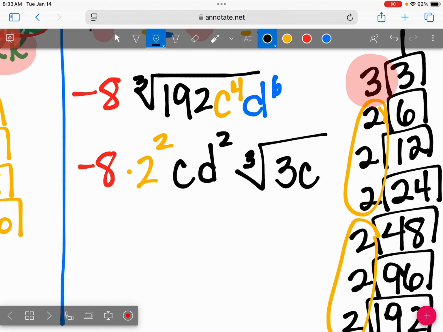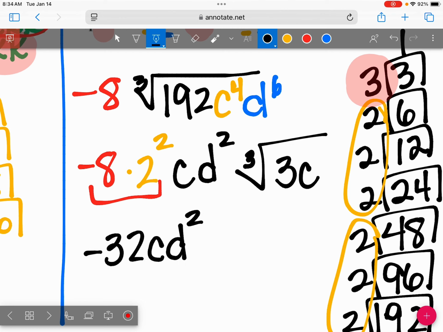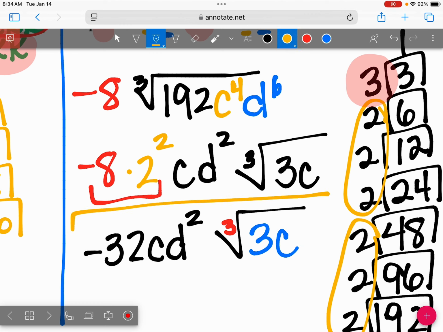Okay, doing really good. So then the last thing you need to do is multiply these two numbers together. So take -8 times 2 squared, or -8 times 2 times 2. What did you all get? -32? All right, so we got -32 C D squared times the cube root of 3C, putting your 3 in the elbow. And this is my final answer.